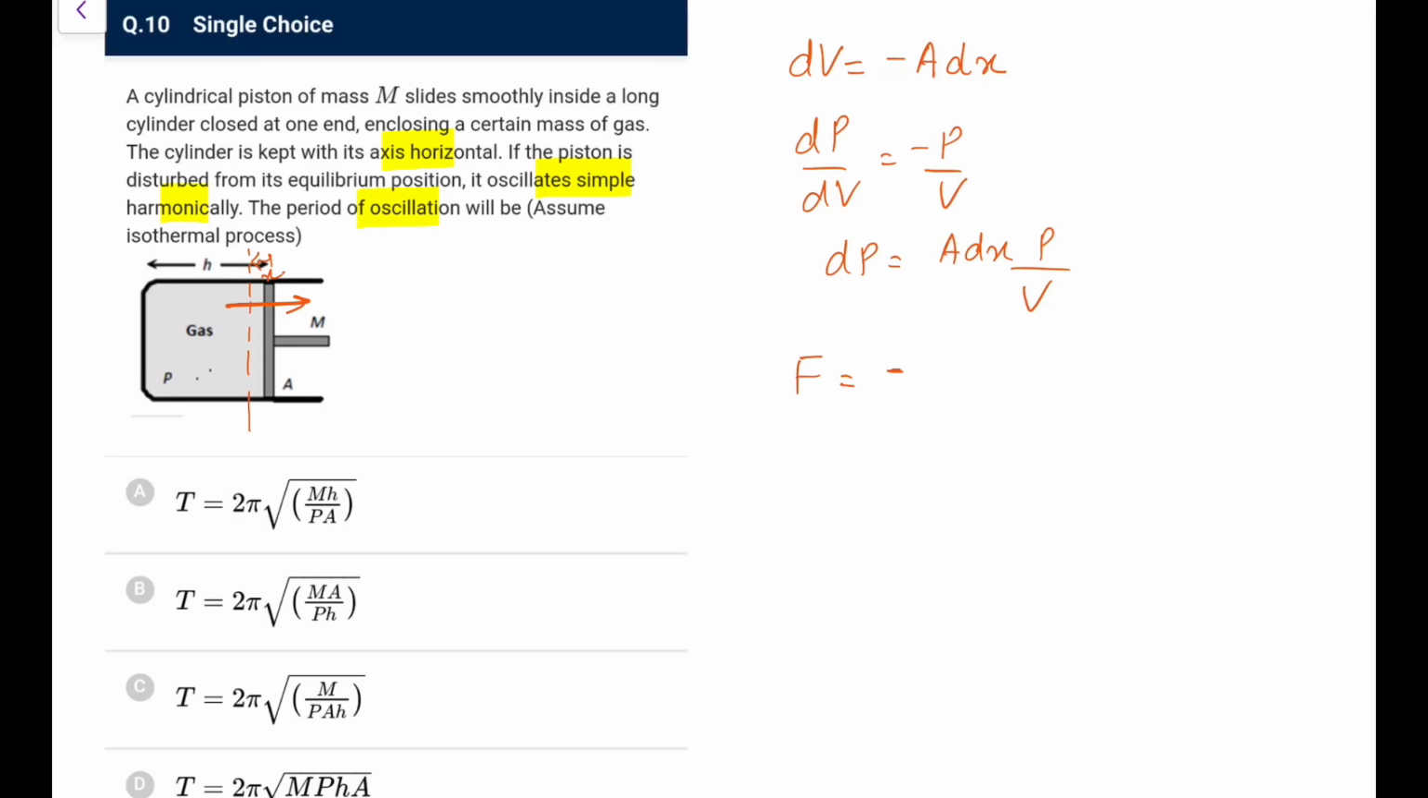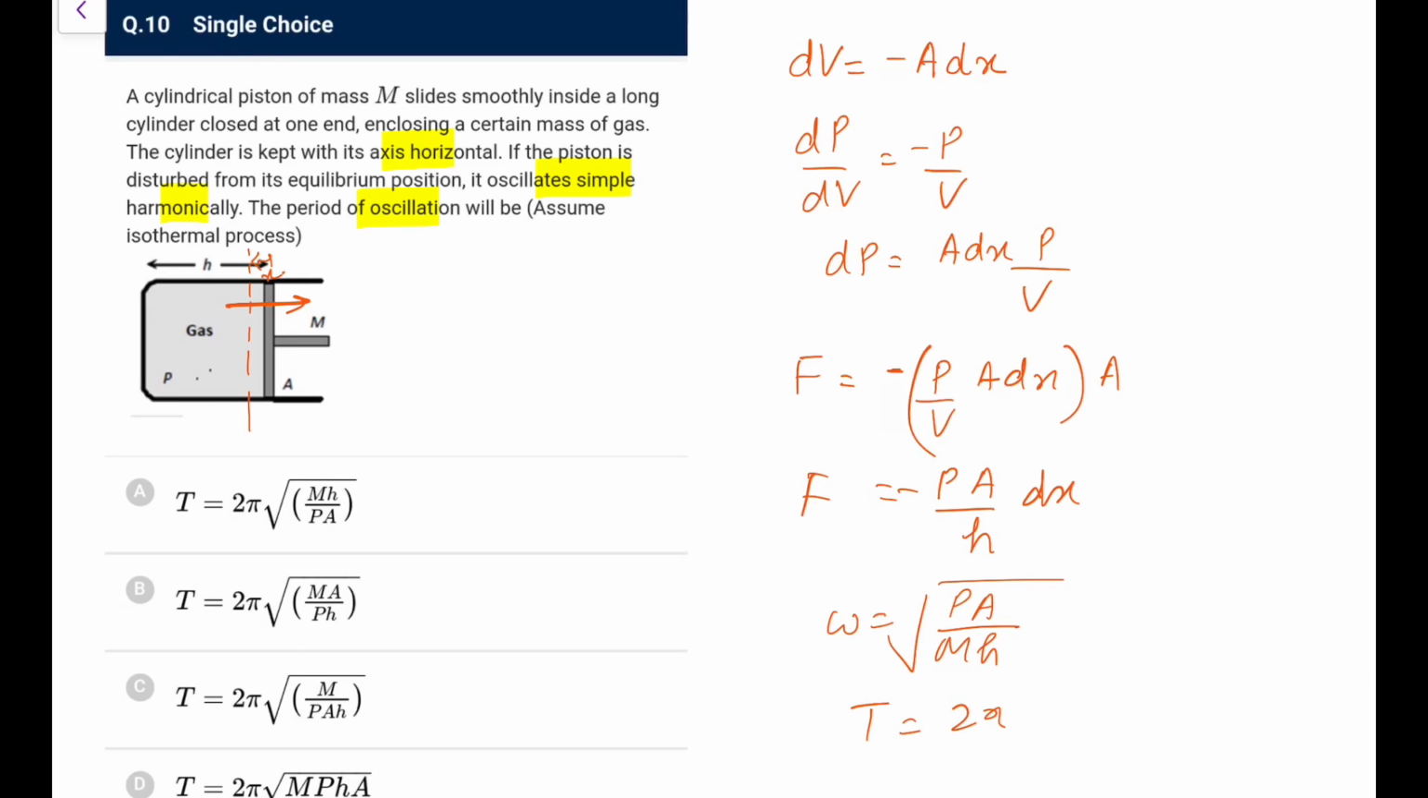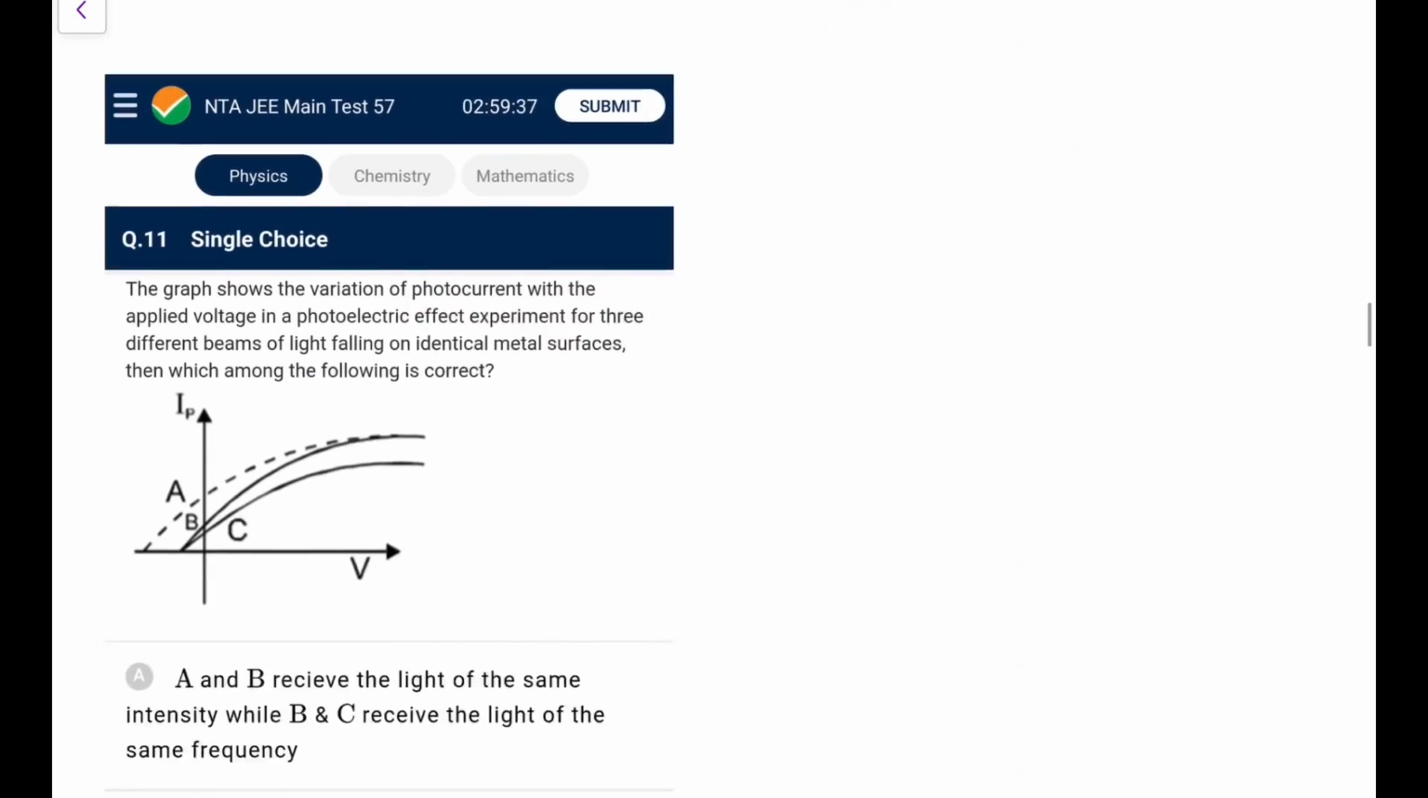So I can write it as minus dP into A. So dP into A becomes P by V, A dx, into A. Again, I can write this volume as A H, so A will get cancelled. This would be PA upon H into dx with a negative sign. So it definitely executes SHM, and omega I get would be equal to root of PA by MH. So time period is 2 pi under root of MH by PA. So if I look at the options, which one is satisfying? Option A is satisfying, so go for it.